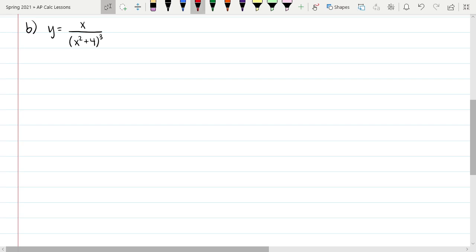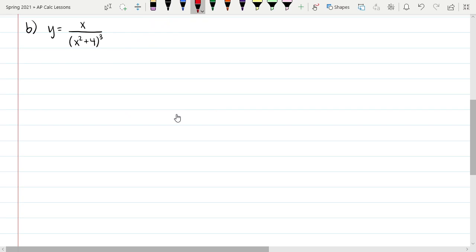Now, quick comment before I continue. Could you rewrite this as x times x squared plus 4 to the negative third power? Of course you can. And if that's the case, now this is a product rule instead, and this would resemble what we just did in example A. But because you've already seen me do this whole process using the product rule, I'm going to go ahead and skip this approach just so you can see what this would look like using the quotient rule.